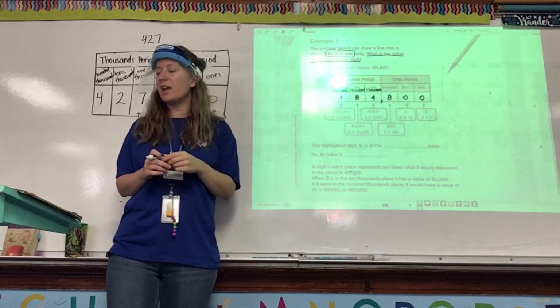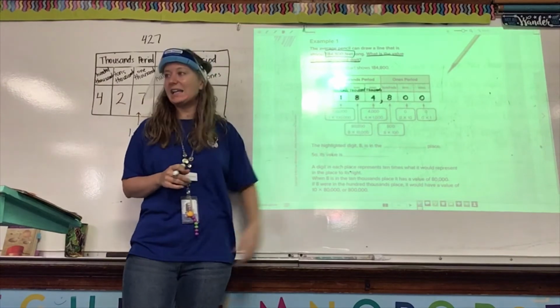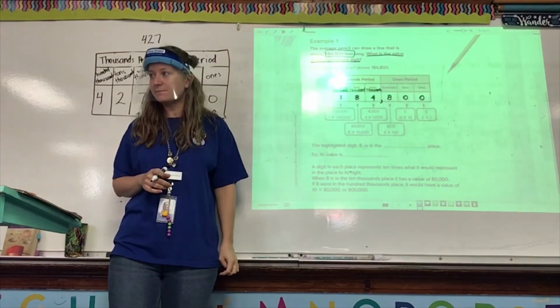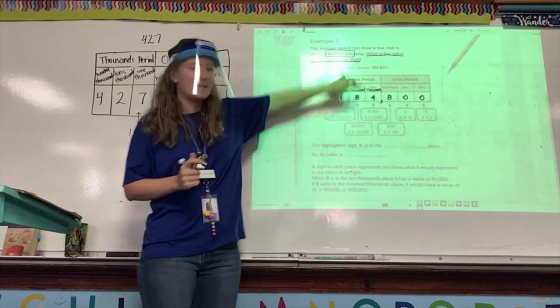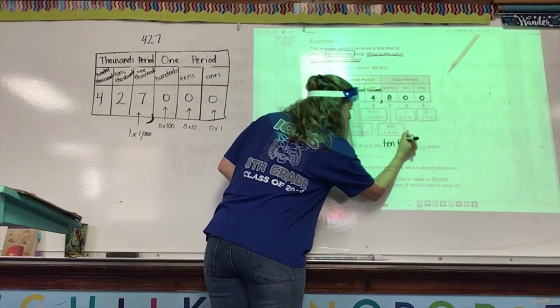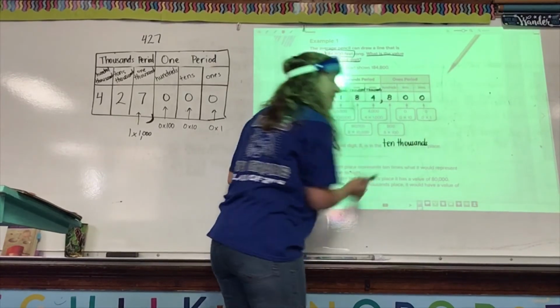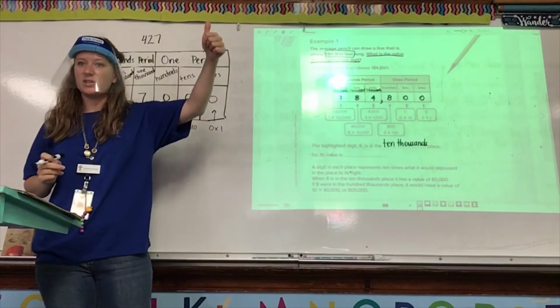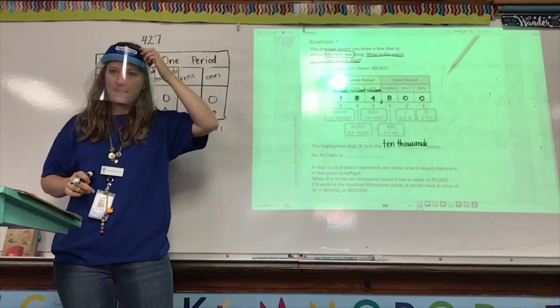Now, the highlighted digit 8 is in which place, Victoria? If we look at our place value chart, and we look at that highlighted 8, which place is it in? The 10,000s place. So we are going to write that answer on the line. Everybody should be doing that. When you've finished writing 10,000s on that line, give me a thumbs up.